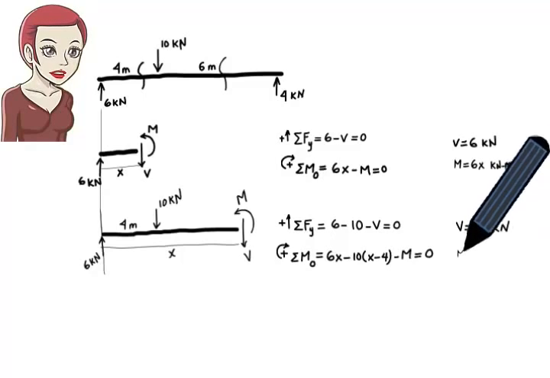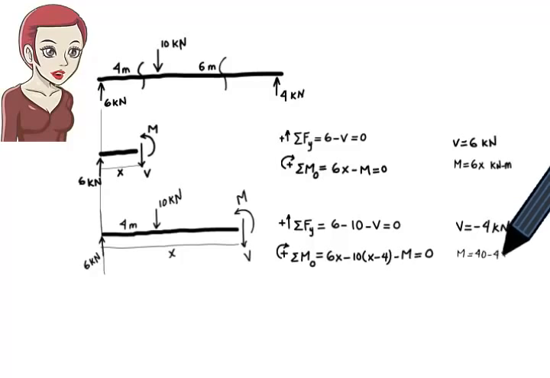The second equation gives us M equals 40 minus 4x. This pair of equations work only for x between 4 and 10, where segment BC is located.